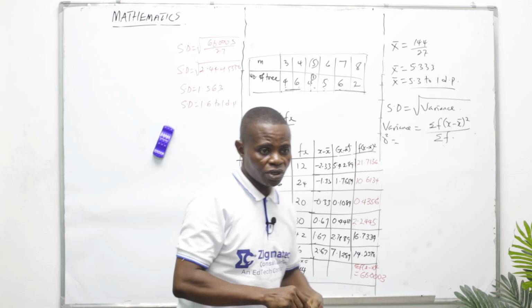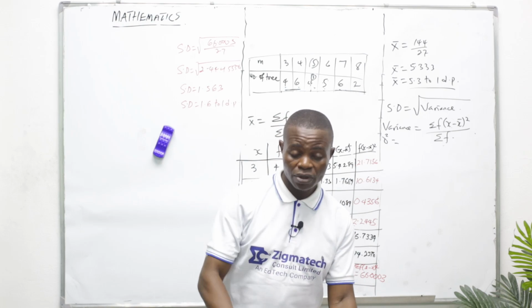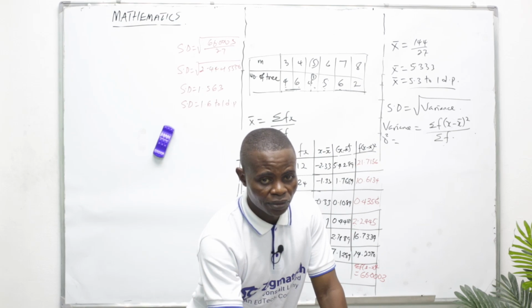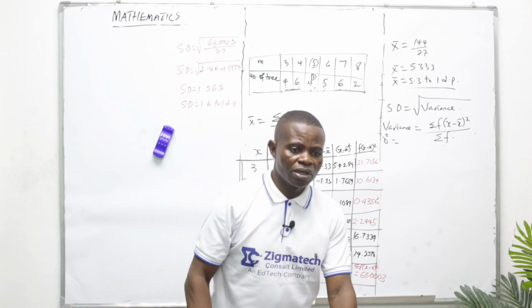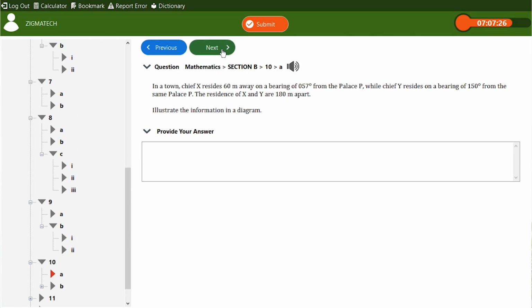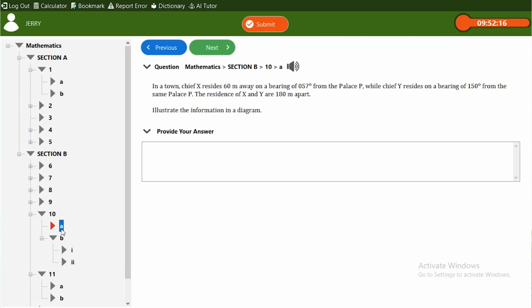This is the end of question number 9. Let's go to question number 10. In a town, Chief X resides 60 meters away on a bearing of 57 degrees from the palace P. Chief Y resides on a bearing of 150 degrees from the same palace P. Then the residents of X and Y are 180 meters apart. Illustrate the information in a diagram.